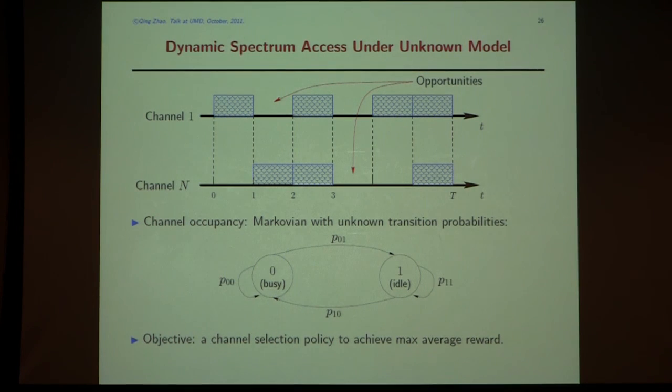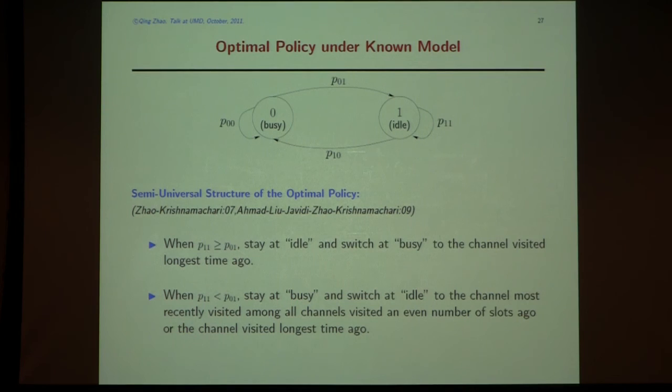The reason we can do this is that for this special scenario with only a two-state Markov chain, we have an earlier result on the optimal policy under a known model. We showed this can be solved. In general, if you have a general Markov chain, it's an intractable problem. It's an open problem since the 1980s. But for this special case, we have a nice result, from earlier work with collaborators at USC and the University of Michigan. What we showed, essentially, is that the optimal policy has a semi-universal structure.